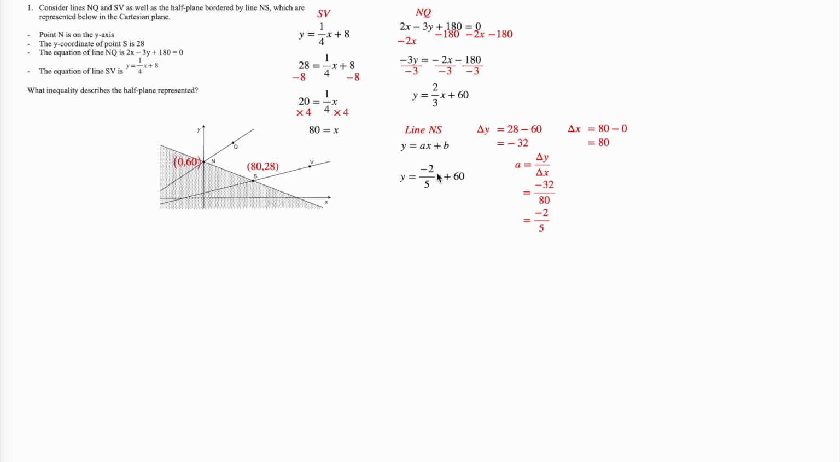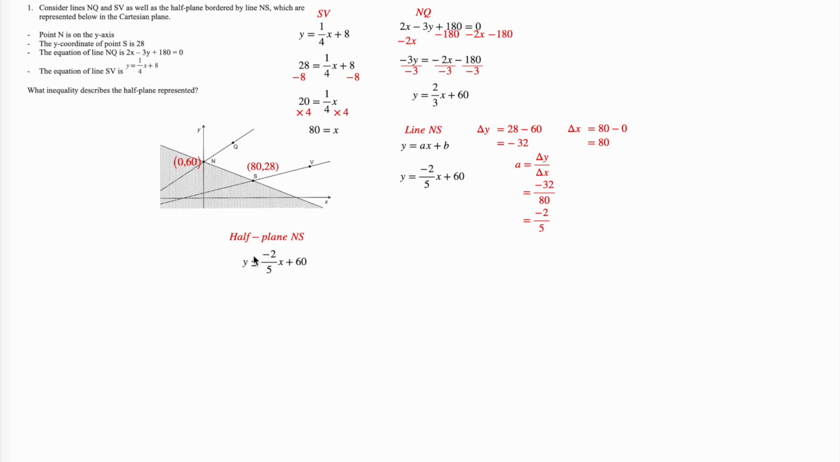Then we know the b value. We know the b is 60. The equation is y is equal to negative 2 over 5x plus 60. That's our equation. That's line NS, but we want to know the inequality of the half plane, because half planes are defined by inequalities. We're shading below, and it's a solid line. Because it's solid, it's going to be equal to, but because we're shading below, it's less than, so less than or equal to. The equation of the half plane is y is less than or equal to.